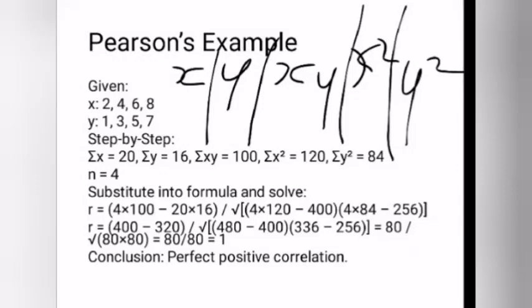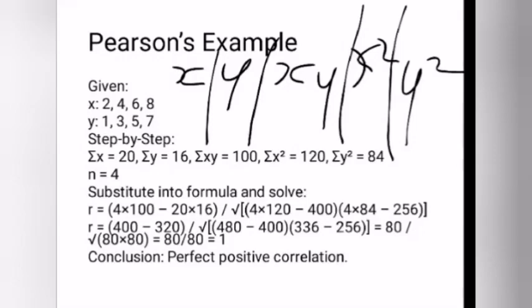So in the x column you write 2, 4, 6, 8. Then in the y column you write 1, 3, 5, 7. Then in the xy column you do 2 times 1, that's 2, 4 times 3, 12, 6 times 5, 30, 8 times 7, 56. So you write them out in the xy column. Then for the x square column you find the squares of the x values. That's 2 square, 4, 4 square, 16, 6 square, that's 36.